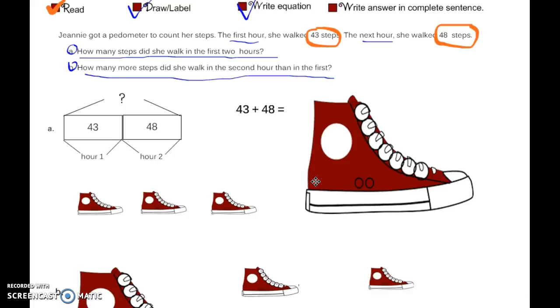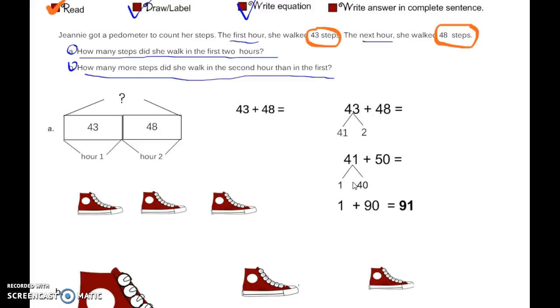All right, let's see what you came up with. For mine, I'm simply going to decompose or break apart some of my numbers to make an easy 10. When I look at 43 and 48, which one of these is closer to the next 10?